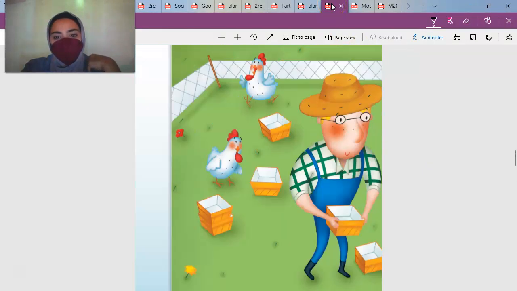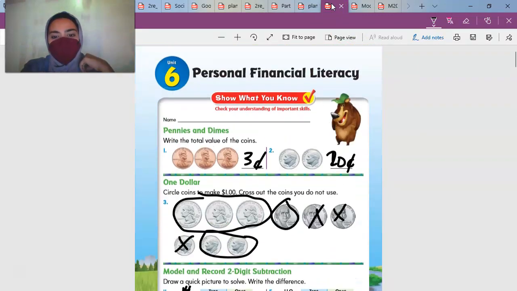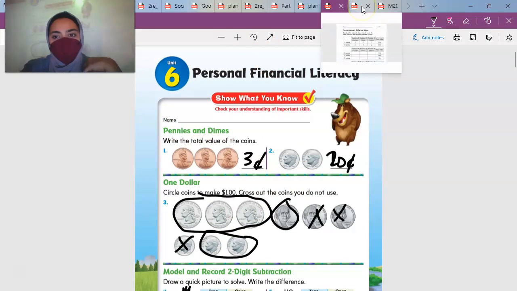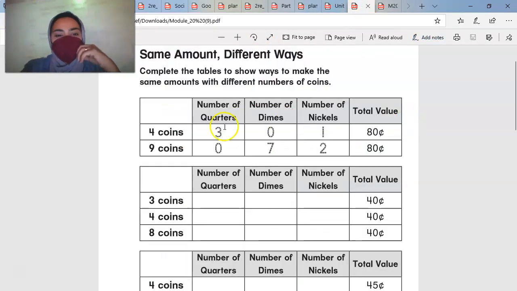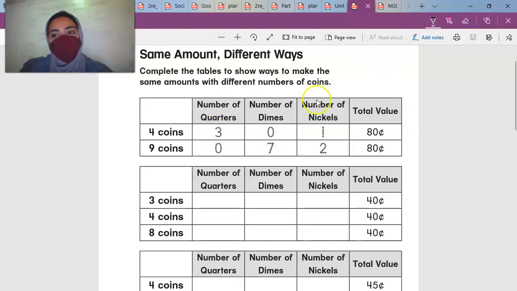Yeah. How I told you there's different ways when we were circling ways to make $1. There's different ways to make $1. There's not one way. And same thing, there's different ways to make 80 cents. They told us 2 different ways. They want you to try 2 different ways to make 80 cents, which they've already done. They said that there are 3 quarters, 0 dimes, and 1 nickel. I'm going to check their work and see if that's right.